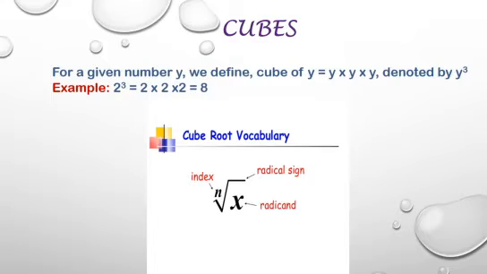Cube root we can write like this. Here you can see n, and we call it the index. This sign we call the radical sign. This is the radicand.